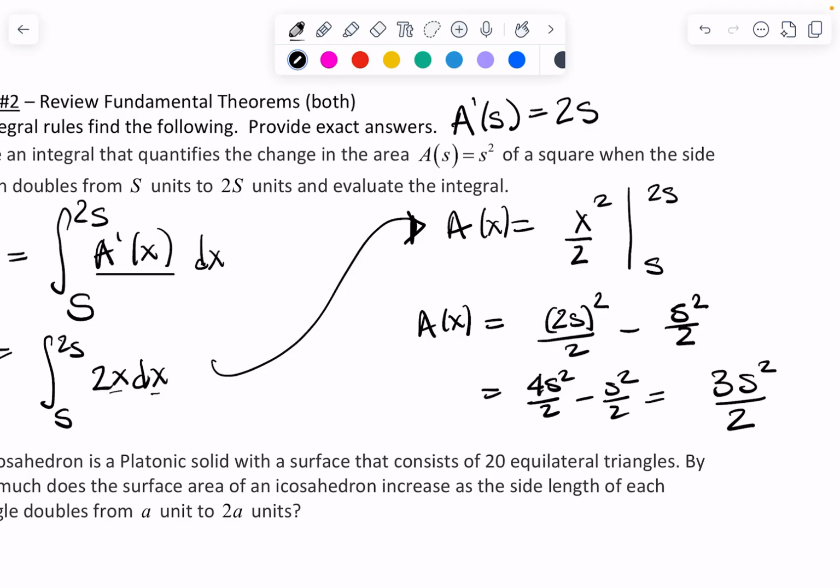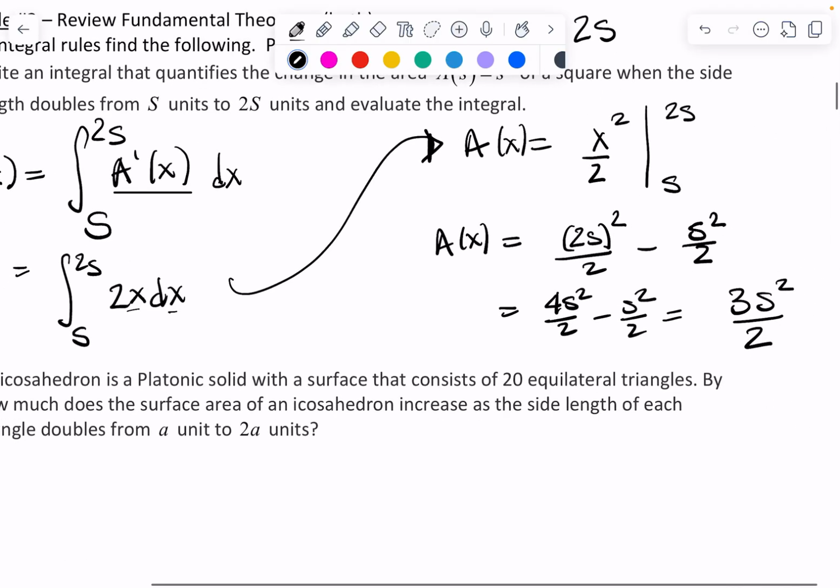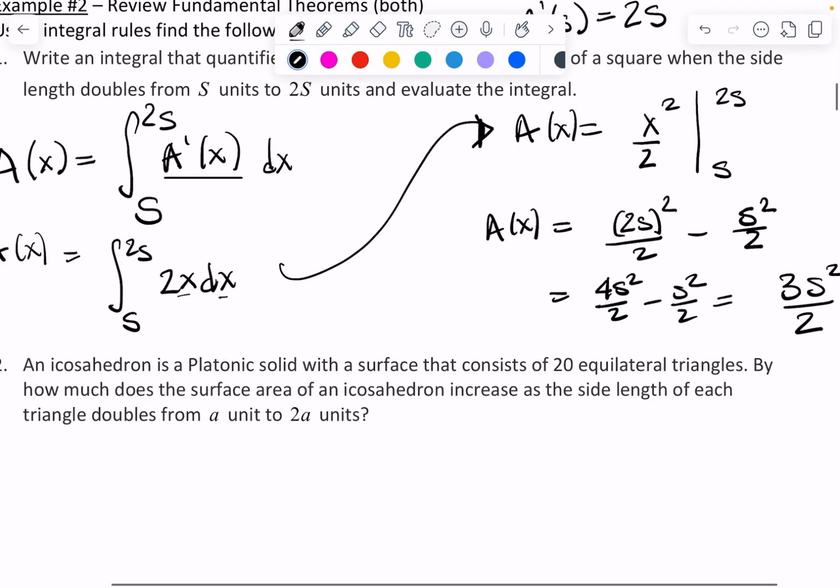I'm just double checking because I feel like I did some arithmetic wrong somewhere. Well, we'll see. If you see an arithmetic mistake, let me know, but I just feel like the arithmetic's off.